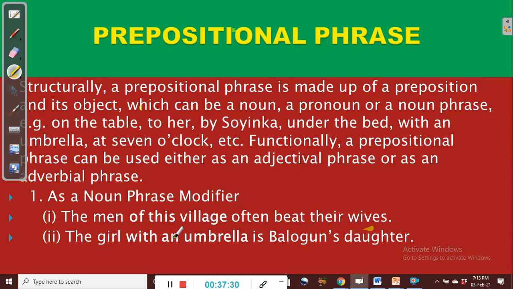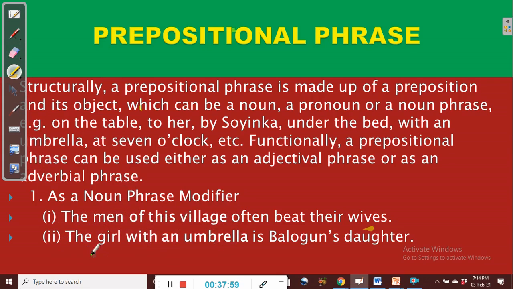Now, the men of this village often beat their wives. The men of this village. Now, the prepositional phrase here is of this village. It's telling us more about men. The men often beat their wives, and if we ask which men, then of this village tells us the men we are specifically talking about. So that modifies the noun phrase the men.